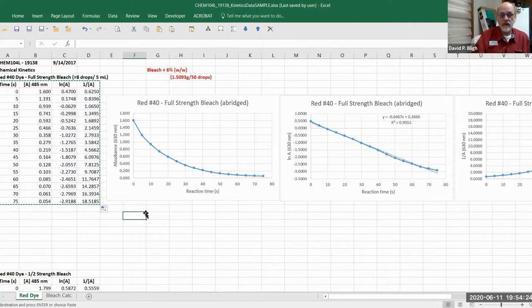Okay, so now you have all your data, and you need to periodically save, of course, right? So you don't lose all your work. Now, how do you graph?